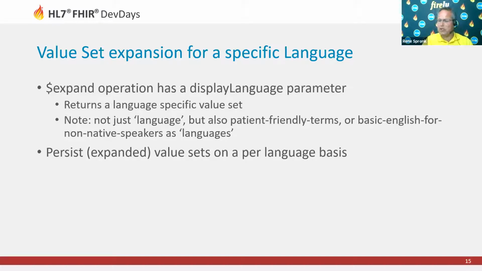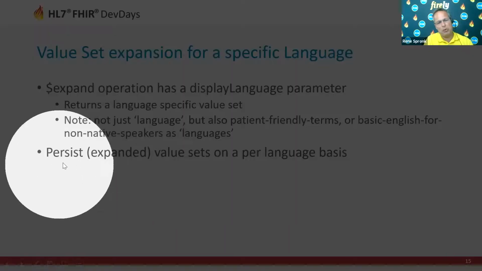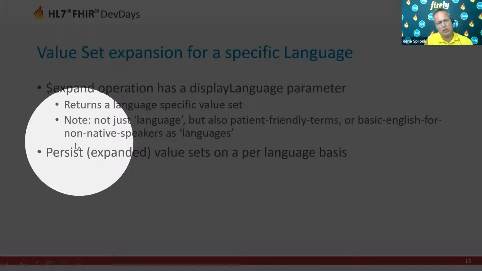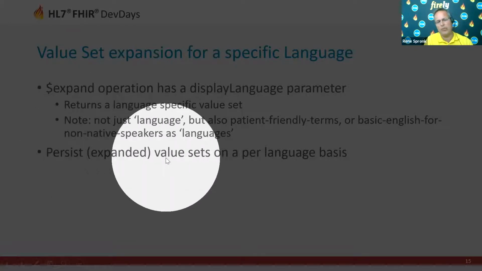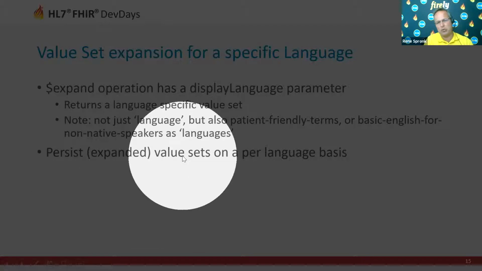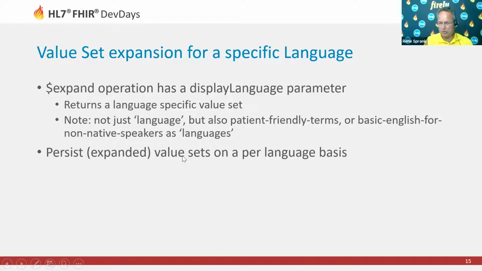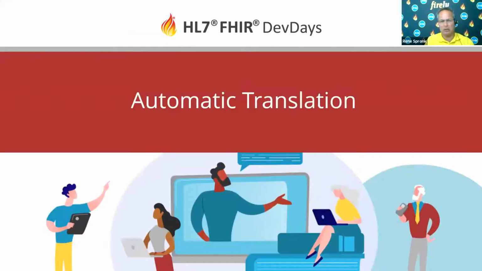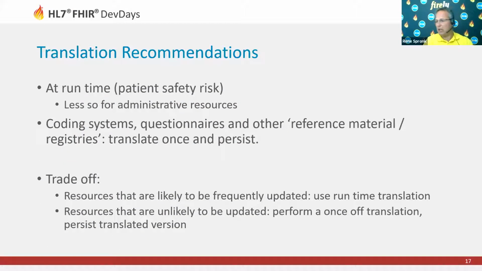Typically what we're seeing, and that's the recommendation, is that people create an expanded value set for each and every language that they have to deal with. And then they persist the value set on a per language basis. And that tends to be a best practice that I've seen in quite a lot of projects. As for automatic translation, and obviously this is going to happen, as I alluded to before, it's actually not that tricky, certainly not for administrative resources.